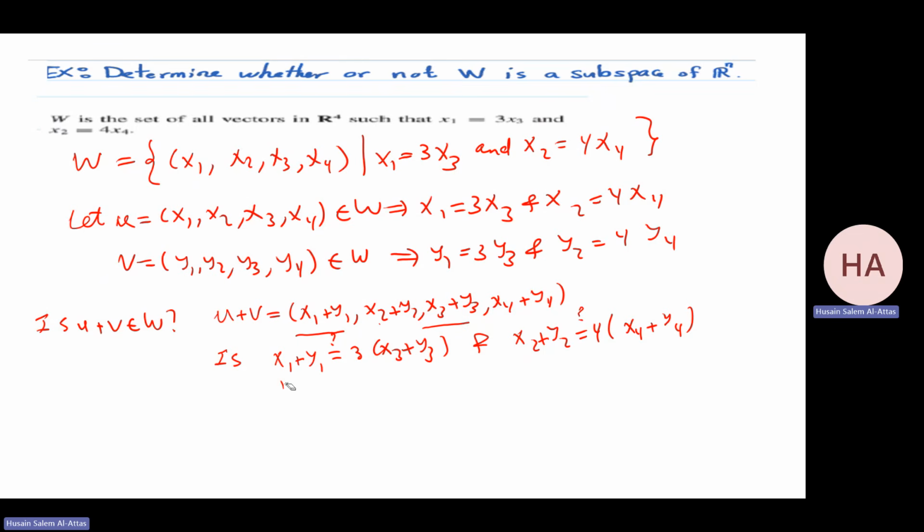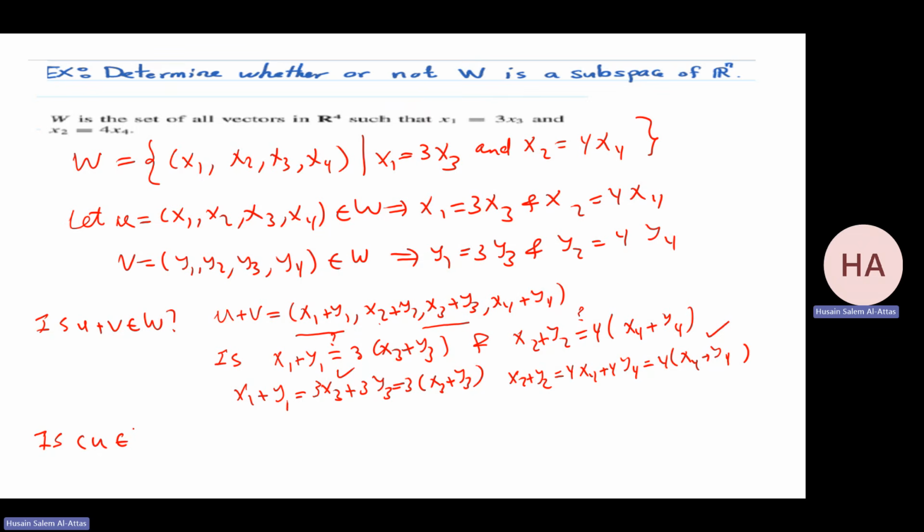And this is true. Why? x1 plus y1 will be 3x3 plus 3y3, since x1 is 3x3. I can take 3 as a common factor, which is what I'm looking for. So this is true. The same thing here: x2 plus y2 will be 4x4 plus 4y4, so we have 4 times (x4 plus y4). This means it is true. I think I can easily check for cu, I will leave it for you. Or let me do it.